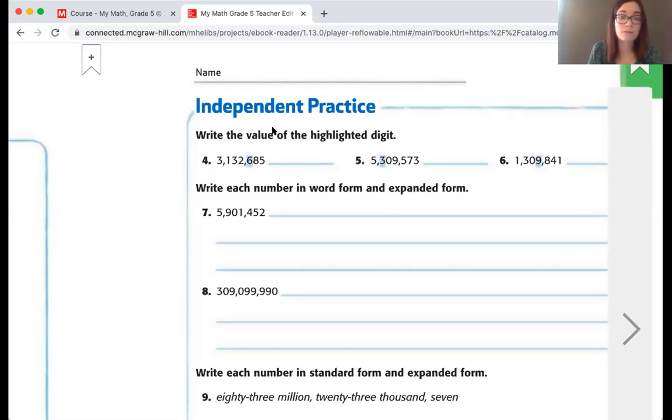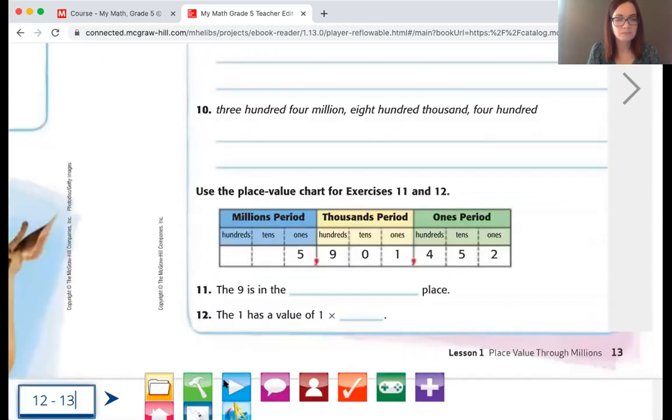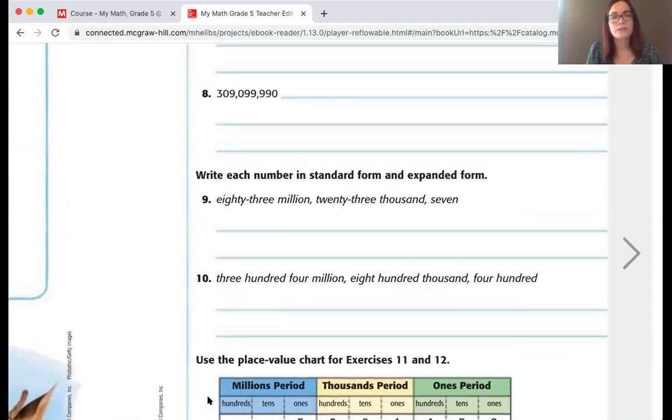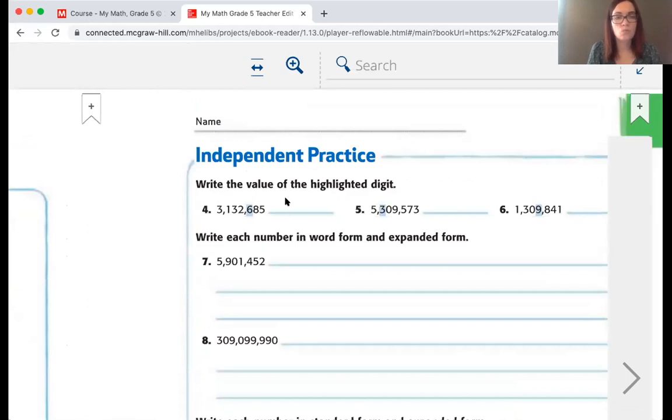So for example, in our first number, I see that 6 is highlighted. I sometimes have students say, well, that's the hundreds place, and then they write hundreds right here. But that's actually not what this question is asking for. It's asking, because that 6 is in the hundreds place, what is its value? What is its worth? So who can tell me what is that 6 worth?